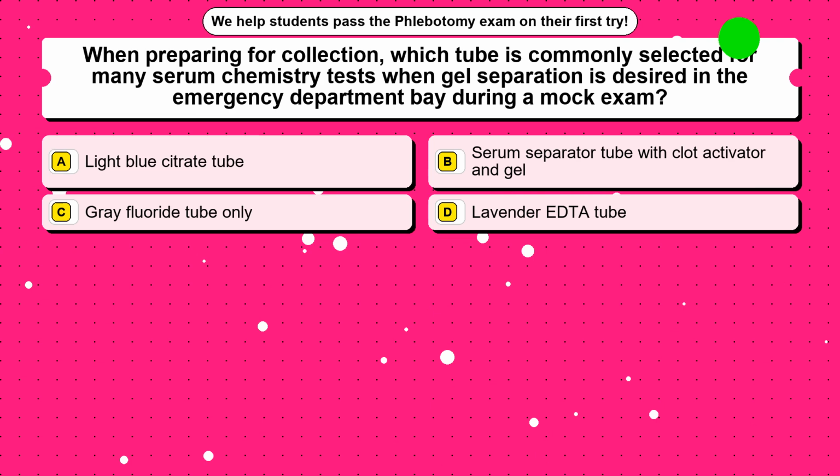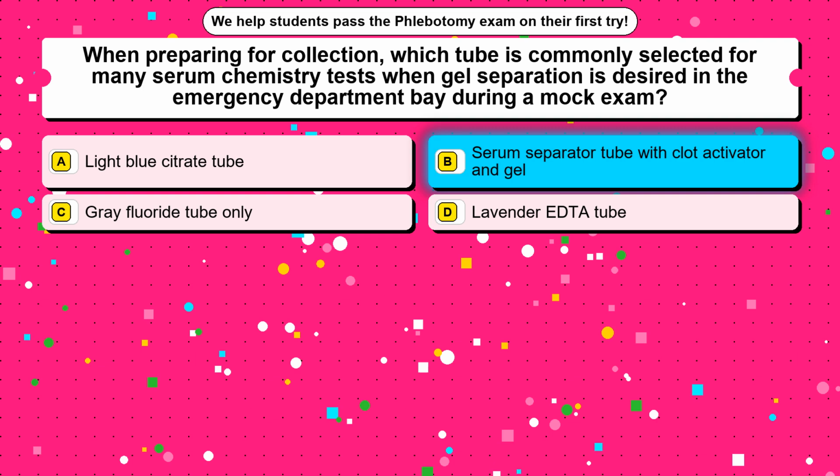Question 22. When preparing for collection, which tube is commonly selected for many serum chemistry tests when gel separation is desired in the emergency department bay during a mock exam? Option A. Light blue citrate tube. Option B. Serum separator tube with clot activator and gel. Option C, gray fluoride tube only. Option D, lavender EDTA tube.